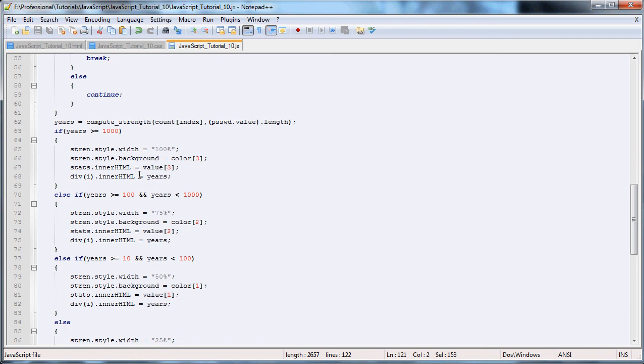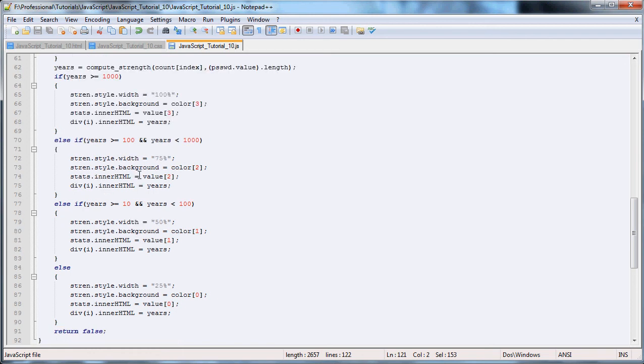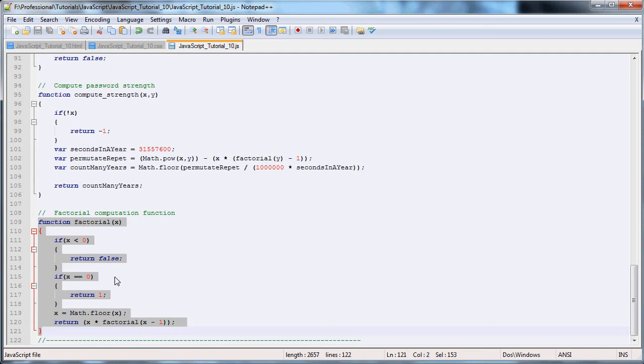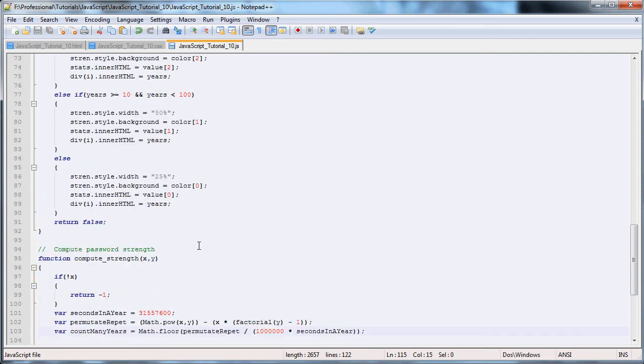color for the strength. Okay, so if it's more than 1,000 years, obviously it's very strong. But if it's between 100 but less than 1,000, it's strong. But if it's more than 10 years but less than 100, it's good. Anything less than that, it's weak. Okay, so hope that makes sense.